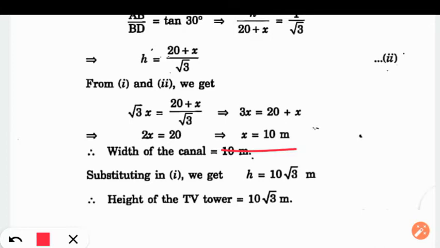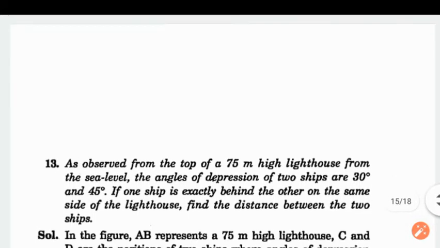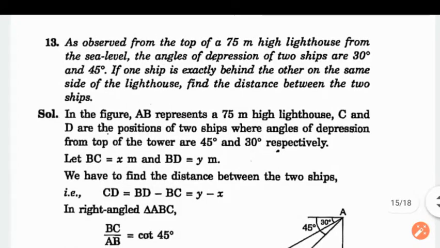And what was the height of the tower? Put the value of x in equation 1, and we will get h. So the height of the TV tower was 10 root 3 meter. Hope you have understood this question. Now come to question number 13.